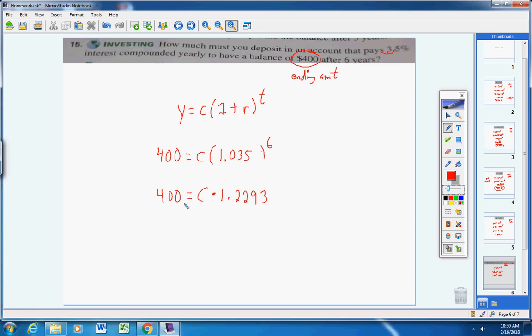Now, students, think about this. 2 times 4 is the same thing as 4 times 2, correct? Sure it is. So C times 1.2293 is the same thing as 1.2293 times C. It's the same thing. And now after having written it like this, you should see what to do. Just simply divide both sides by 1.2293. And if you do that correctly, you will get out $325.40. Okay?